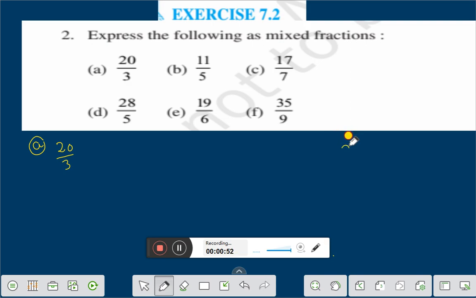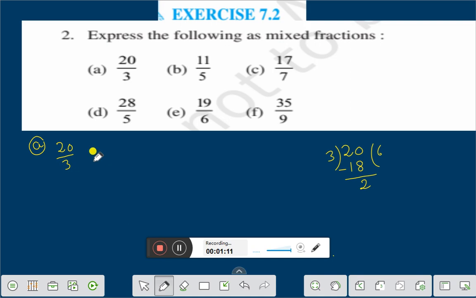Divide 20 by 3. What are you getting? 3 6 is 18. 20 minus 18 is 2.